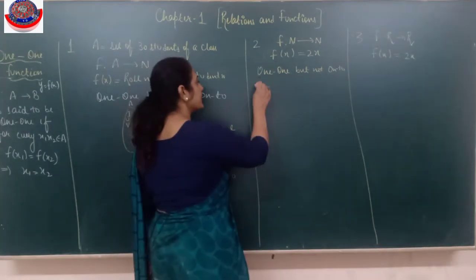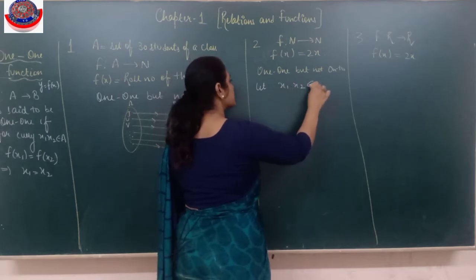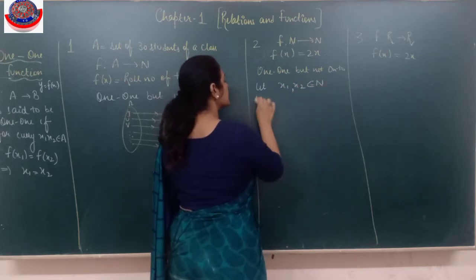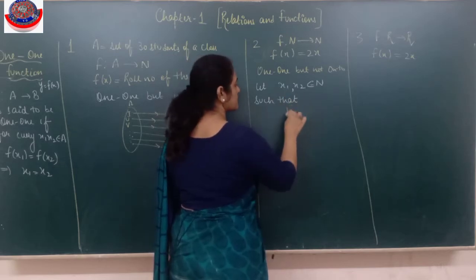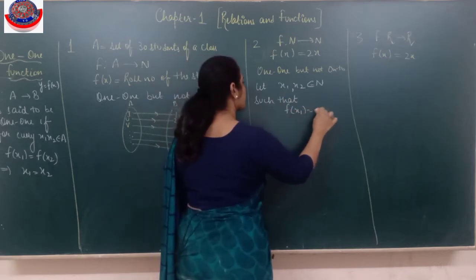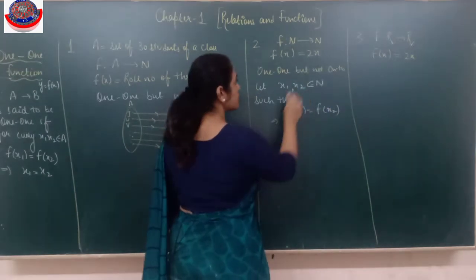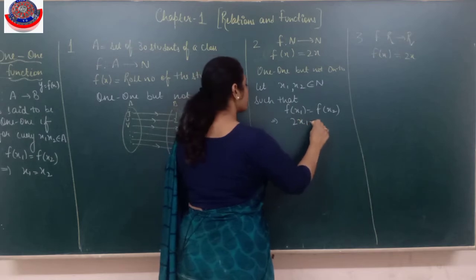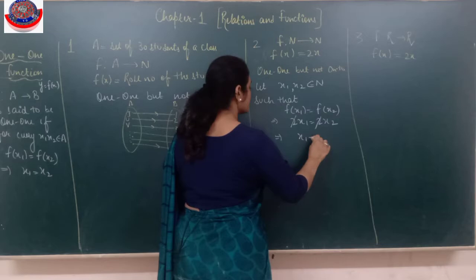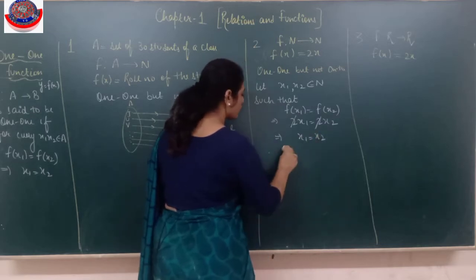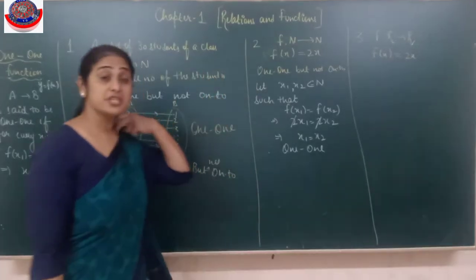Clear? So let's say for 1-1 I'm checking x1 and x2 belong to the first set, that is the natural numbers only, such that f(x1) = f(x2). Put the value of f(x1). What is f(x1)? 2x1. What is f(x2)? 2x2. 2 and 2 cancel. So x1 is equal to x2. So this way I have got, therefore, the function is 1-1. Clear? The function is 1-1.